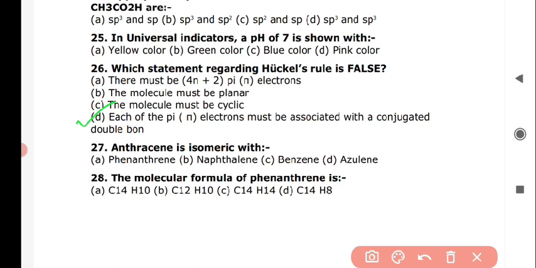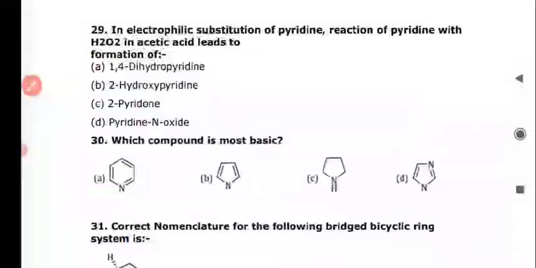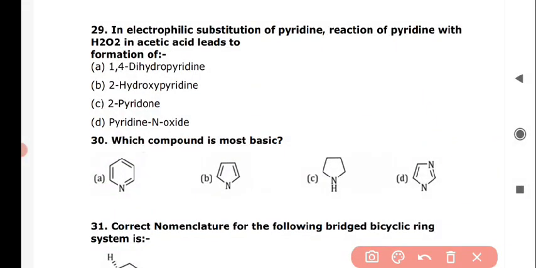conjugated double bond. Next question is anthracene is isomeric with, and the correct answer is option A, phenanthrene. Next question is the molecular formula of phenanthrene is, and the correct answer is option A, C14H10. Next question is in electrophilic substitution of pyridine, reaction of pyridine with H2O2 in acetic acid leads to formation of, and the correct answer is option D, pyridine N-oxide.